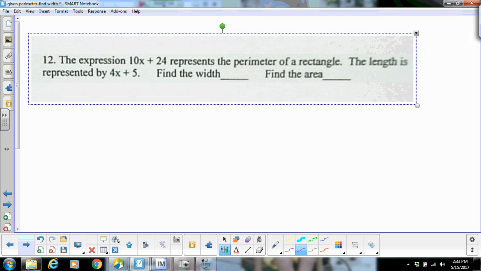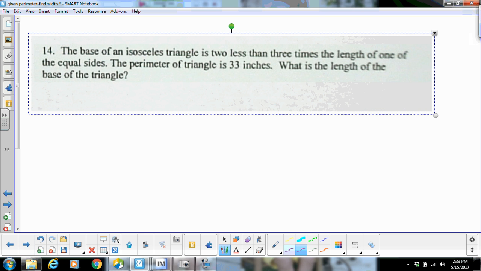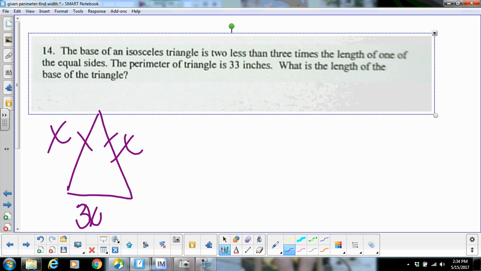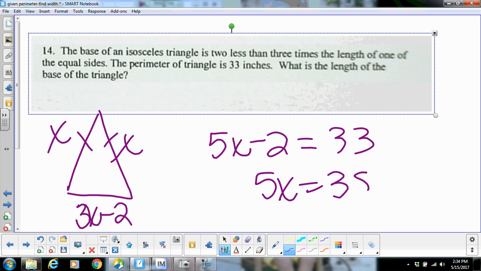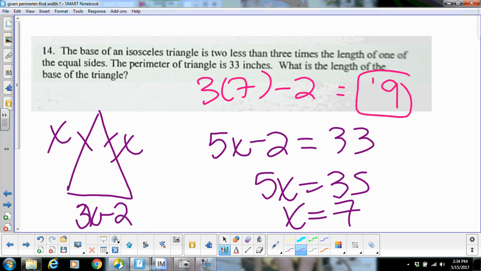Okay, so that's the same thing you're going to do for 12 and 13. All right, and then 14 is our first triangle problem, so we're going to draw an isosceles triangle. We know these two sides are going to be the same. Okay, the base is 2 less than 3 times the length. So these two are x, and then 3x minus 2. Add that up, and x would equal 7. But x is the congruent sides, or the same sides. You want the base, so we're going to have to go back in and say 3 times 7 minus 2, which is going to give me 19.